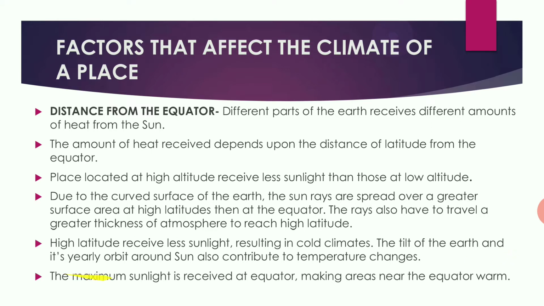The tilt of the earth and its yearly orbit around the sun also contribute to the temperature change. Okay, this is also one of the factors. High altitude receives less sunlight as it is above the sea level, which results in the cold climate. The maximum sunlight is received at the equator, which makes the area near the equator very warm.